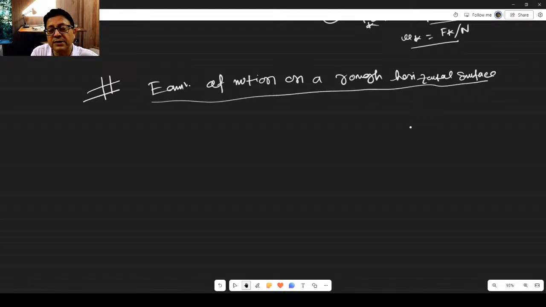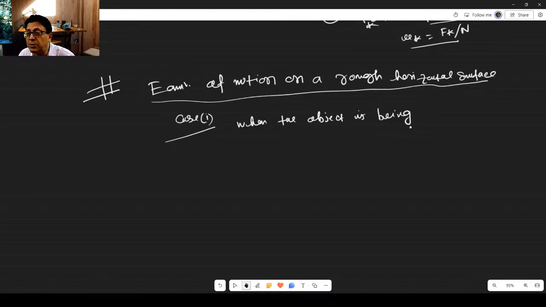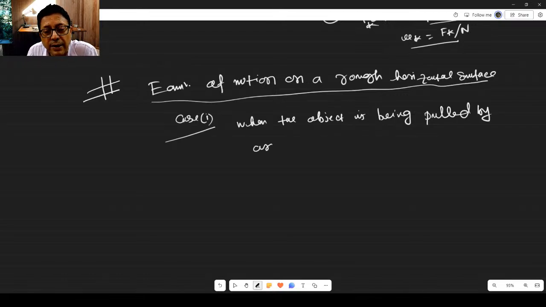On a rough horizontal surface, motion can be two different ways. What way? Let me explain. Case 1, when the object is being pulled. If you do all these cases with me in detail, then everything will be crystal clear. When the object is being pulled by an external force, let me write the equation of motion.